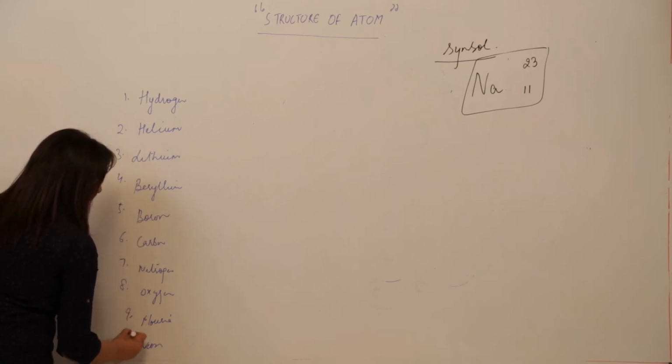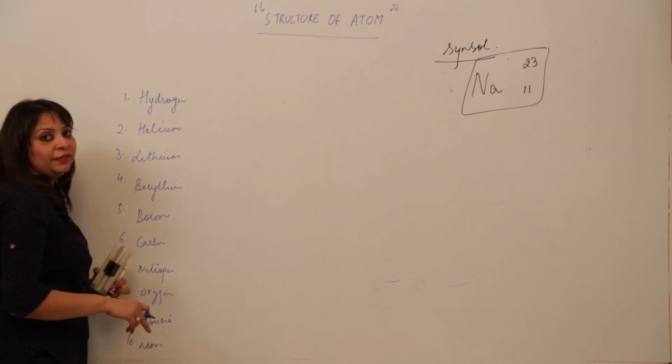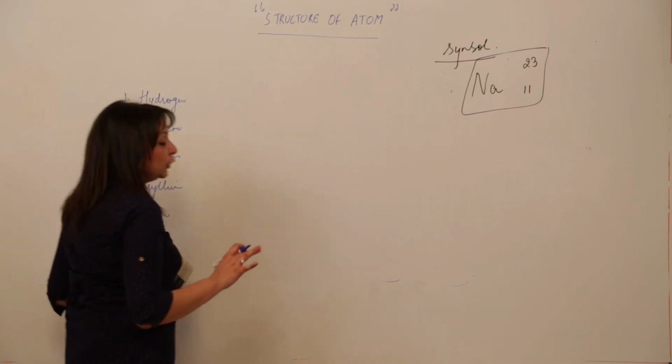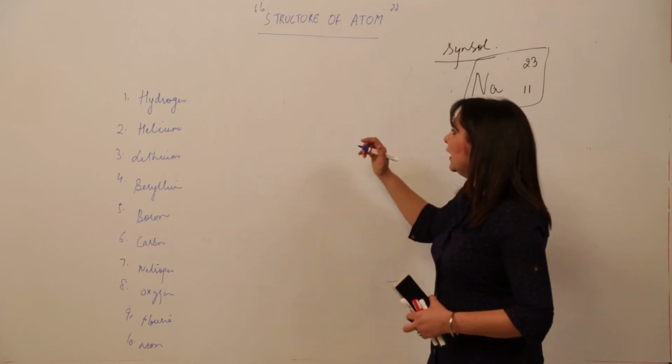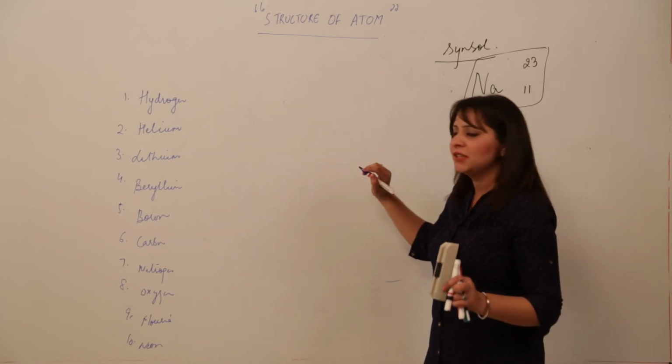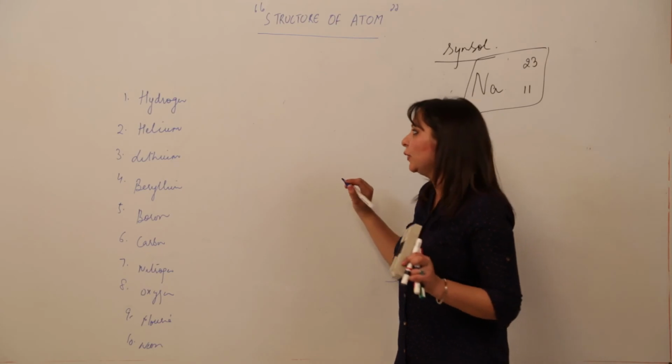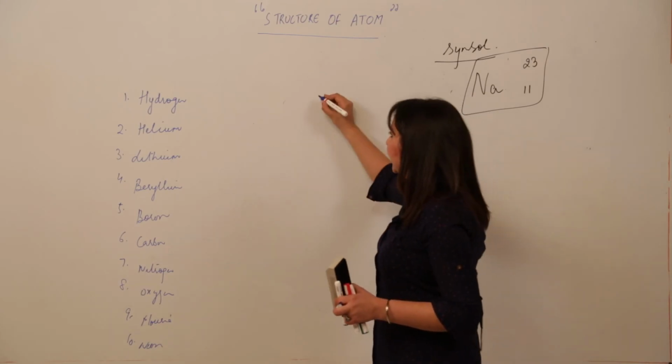That means if I have given the atomic number of boron as 5, its atomic number is 5. You need to remember them in order, right? So at least keep in mind the 20 atomic numbers, they are the most important. At least keep 20 atomic numbers in mind.